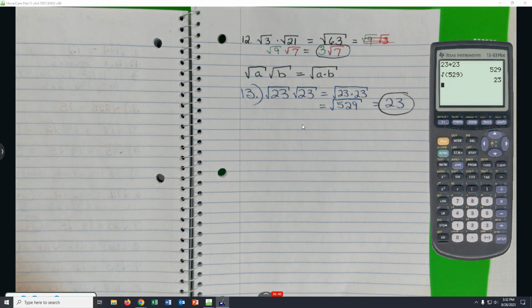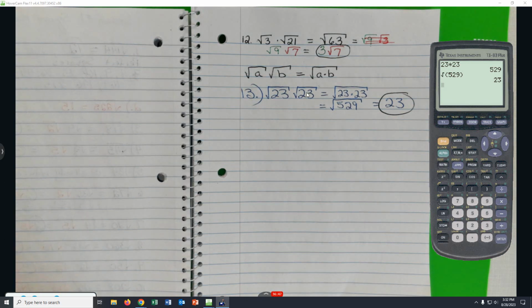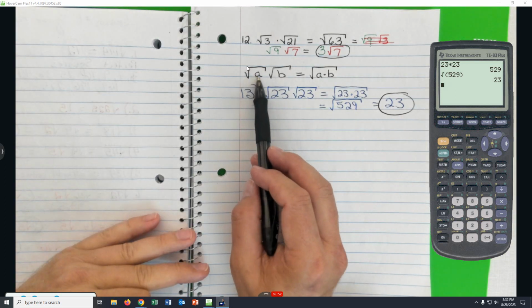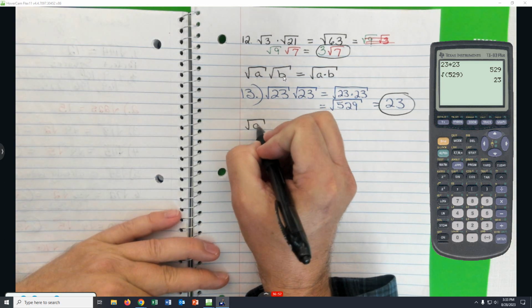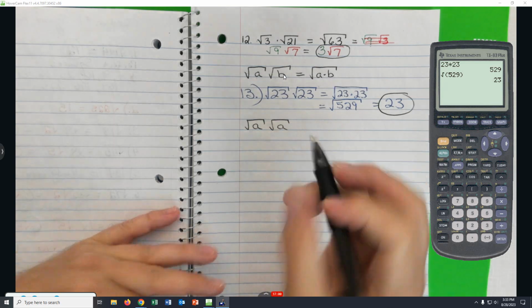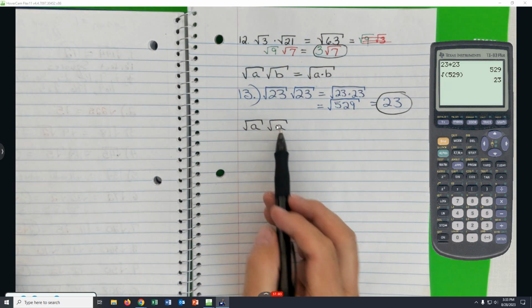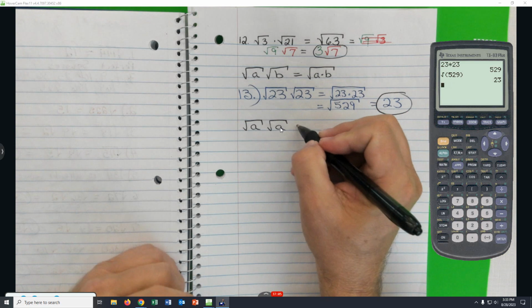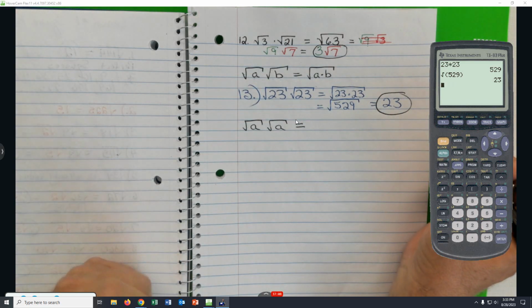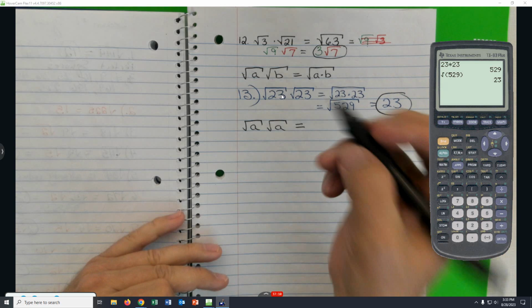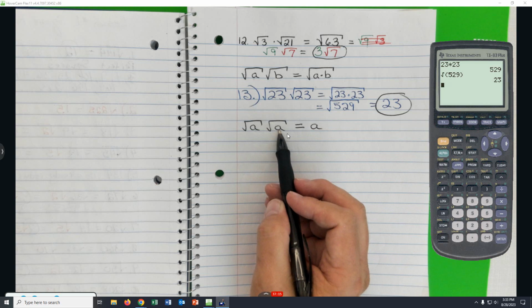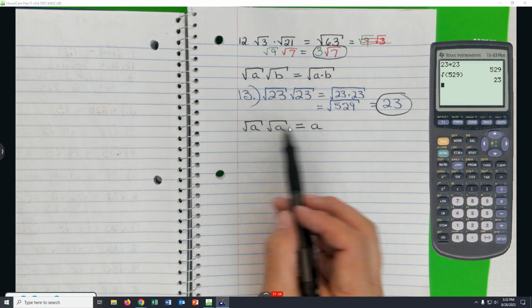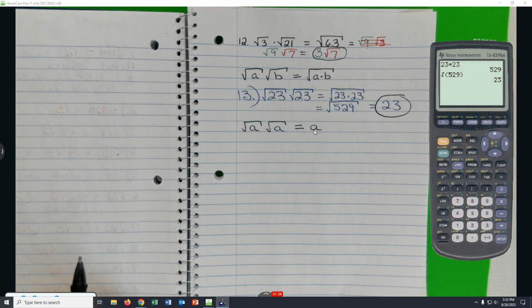I'm wondering if y'all could figure out a rule to go from here to there. Come back to, okay, here I have an A and a B. We're going to write a new rule. The square root of A times the square root of A, with the same thing under the radical, equals A. The square root of anything times the square root of that same number, you just drop the square root and you have that radicand.